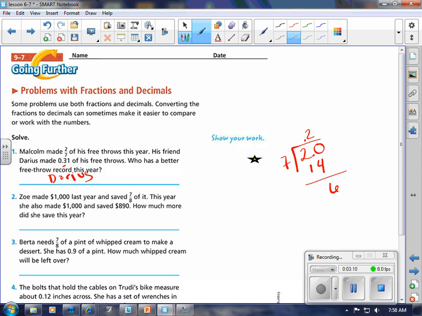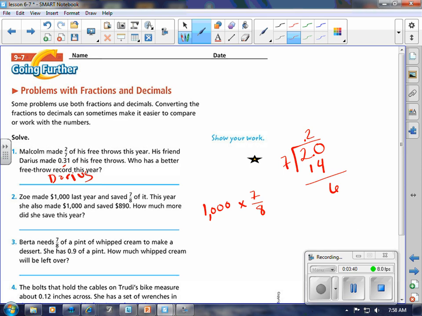Zoe made $1,000 last year and saved 7/8 of it. This year she made $1,000 and saved $890. How much more did she save this year? So what I need to do is find 7/8 of 1,000. Remember, that's like saying 1,000 times 7/8. Remember, you can do that by taking 1,000 and dividing it by 8, and then multiplying that answer by 7.